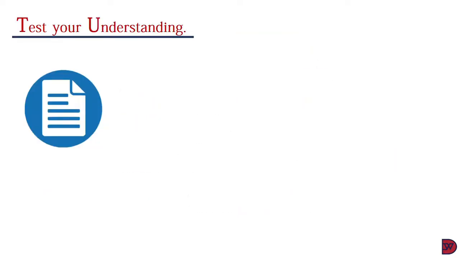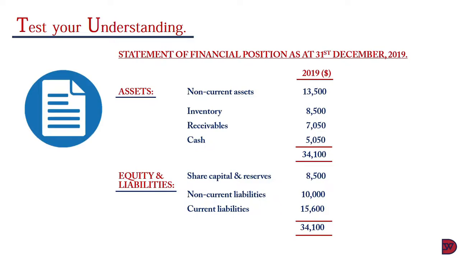Let's test our understanding. This is an extract of the statement of financial position for a business as at 2019. So we have the assets listed here: non-current assets, inventory, receivables, and cash. We didn't bring a comparative year because we just want to compare it to the current ratio. We come to the equity side. We have the share capital and reserves, non-current liabilities, then current liabilities. We will concern ourselves with receivables and cash. Then we pick the current liabilities. For the current assets, we'll just pick the three elements in the asset column and compare with the current liabilities.